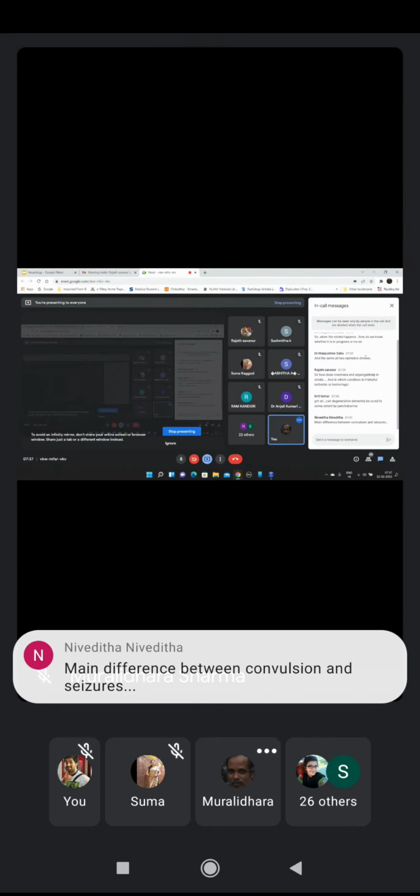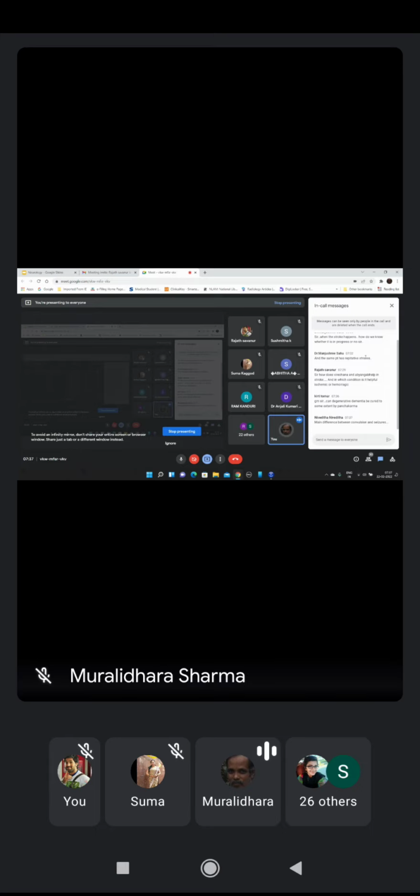Then, the main difference between convulsion and seizure: convulsion and seizure are the same. The words are different, but they mean the same. Convulsion and seizure, the meaning is the same, so there is no difference. Right.